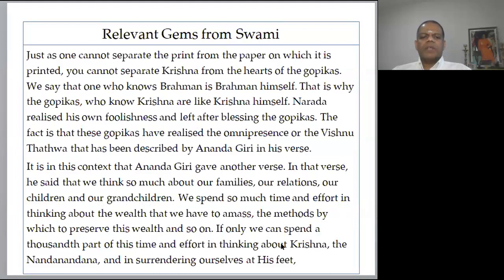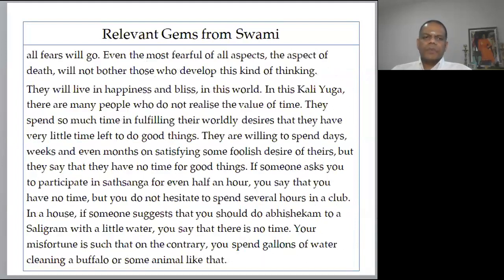If only we can spend a thousandth part of this time and effort in thinking about Krishna, the Nandanandana, and in surrendering ourselves at his feet, all fears will go. Even the most fearful of all aspects, the aspect of death, will not bother those who develop this kind of thinking. They will live in happiness and bliss in this world.